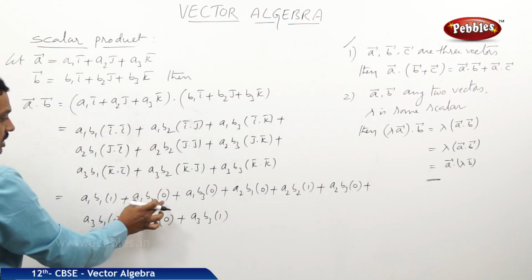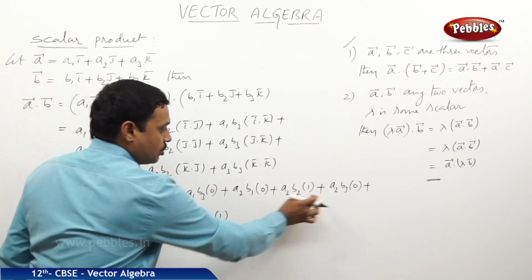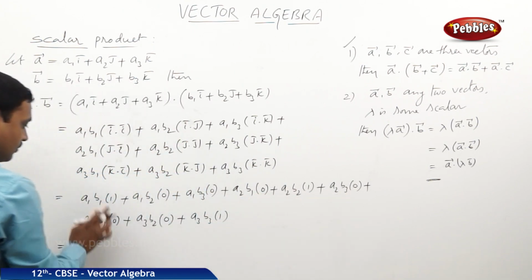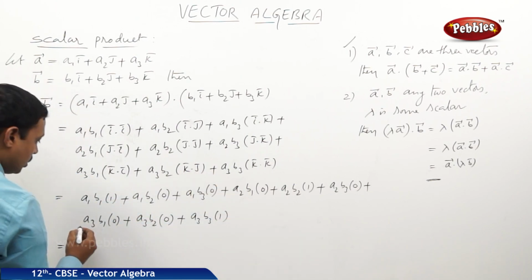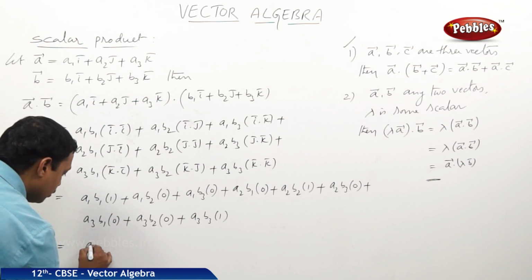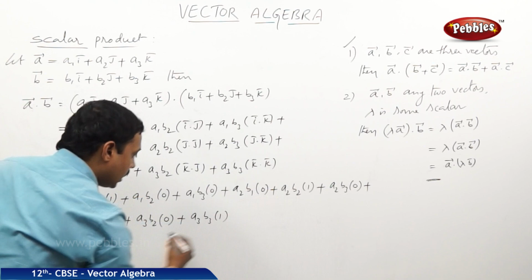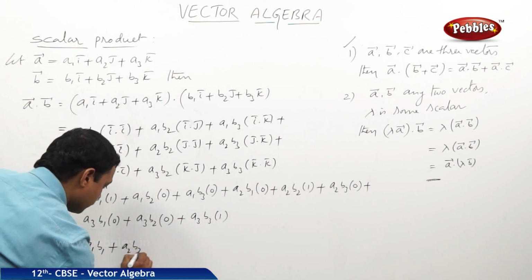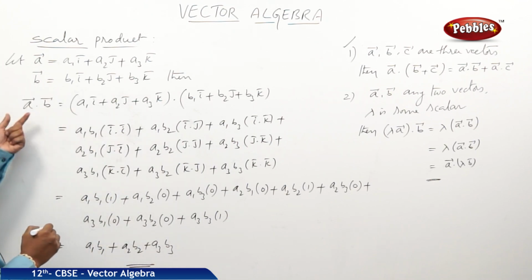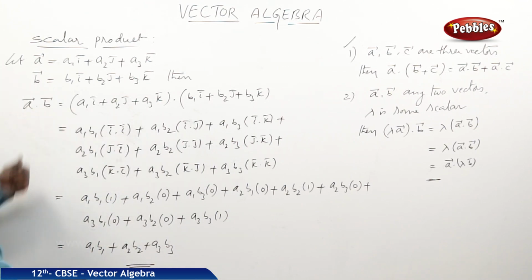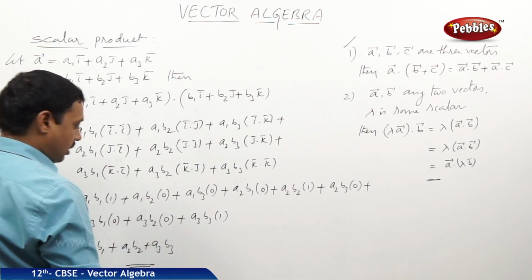So here this entire product is 0, and this is also 0, this one and this one also zeros. So after getting some zeros, it reduces to a1 b1 plus a2 b2 plus a3 b3. So the dot product of a and b is equal to a1 b1 plus a2 b2 plus a3 b3.